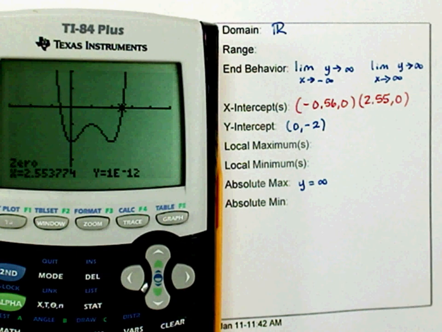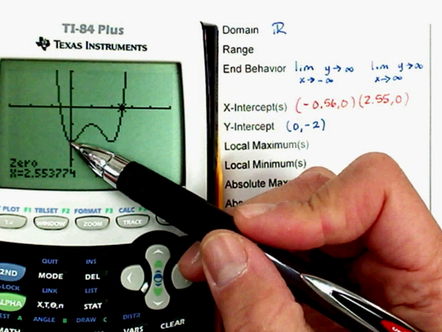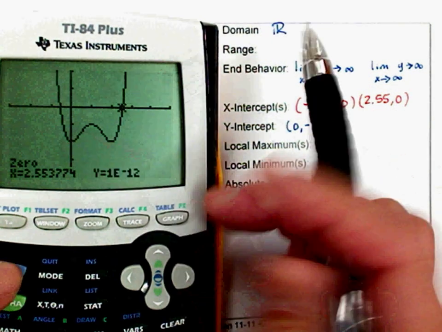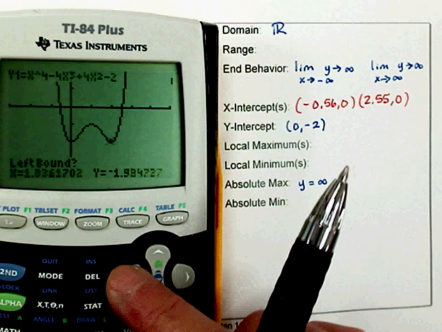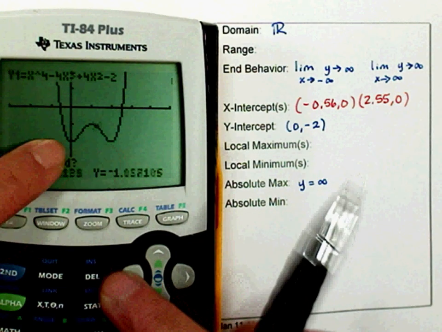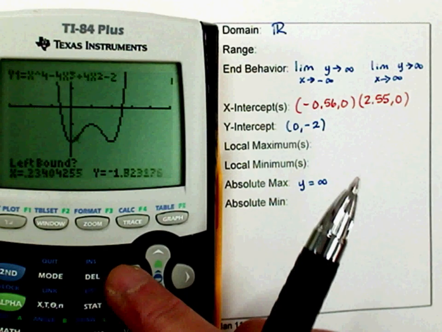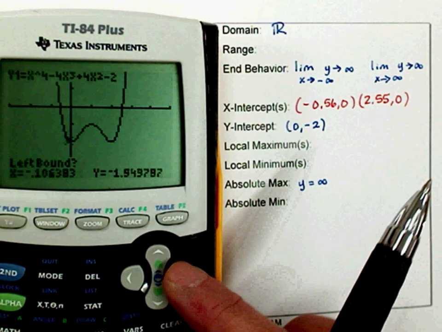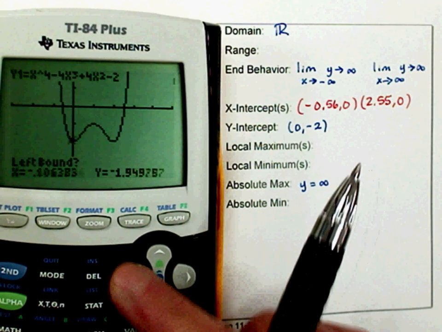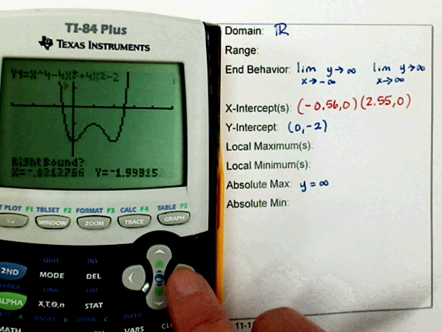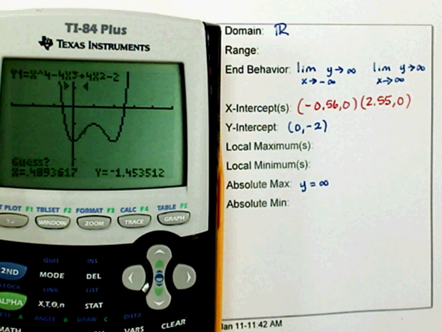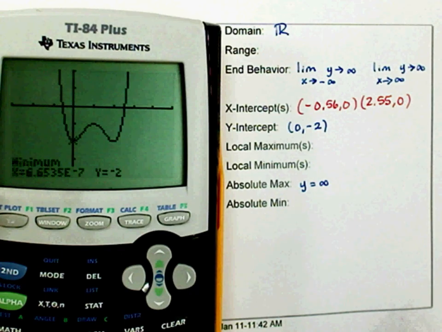And I'm going to go check my relative minimum. Second calc, number 3. You can do this one first, or you can do this one first. The choice is yours. Okay. There's my minimum. All right. Left bound, 2 to the left, maybe 3. Minimum, 2 to the right. So what is my minimum? 6.65, comma 0.